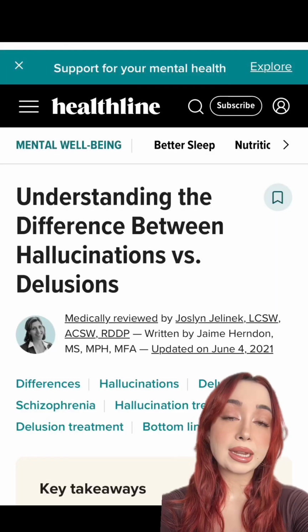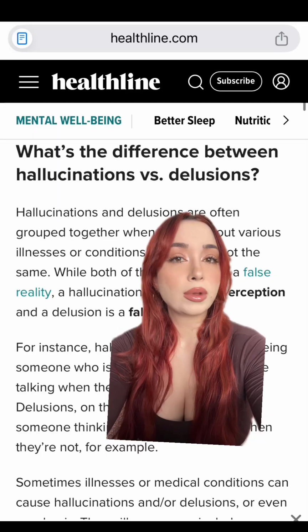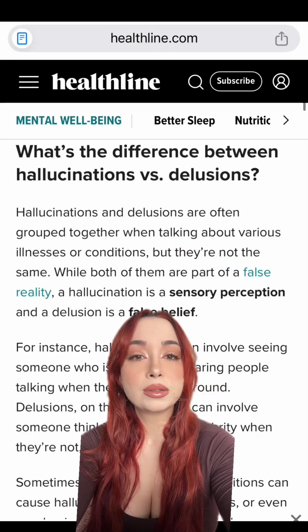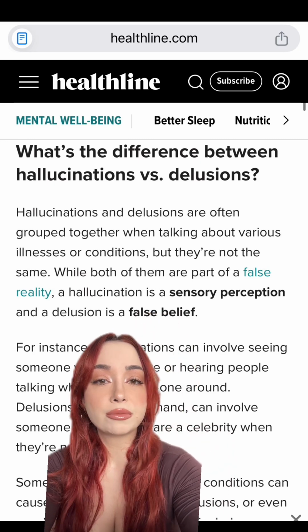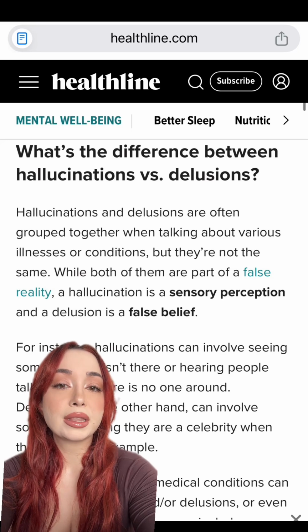What are hallucinations and what are delusions, and how do they differentiate? Understanding the difference between hallucinations versus delusions. What's the difference between them? Well, hallucinations and delusions are often grouped together when talking about various illnesses or conditions, but they're not the same.